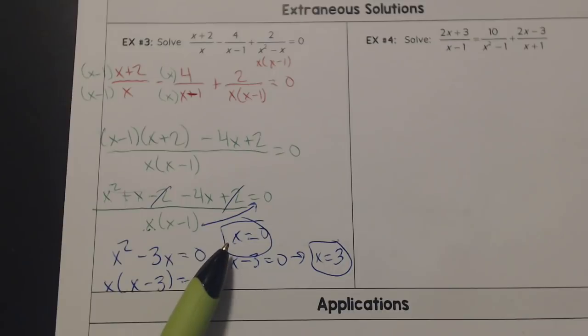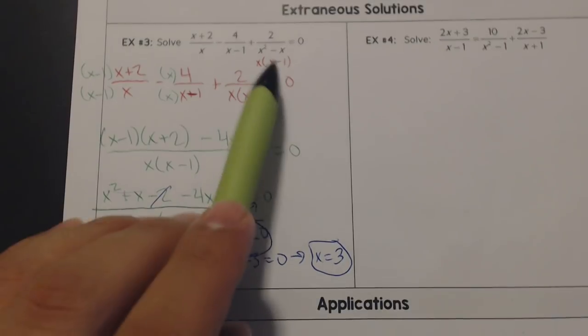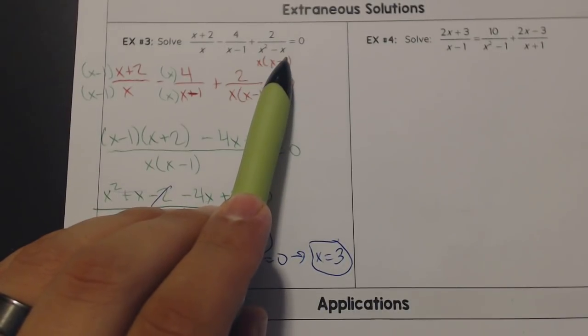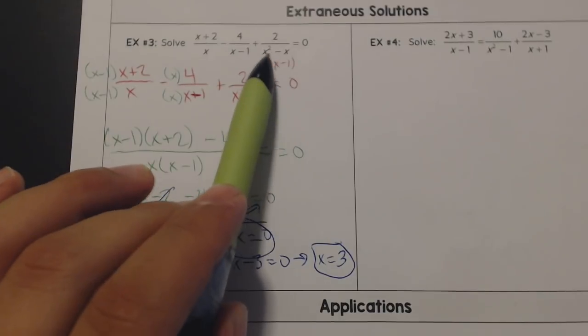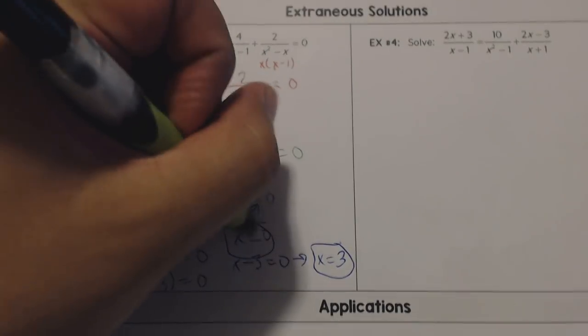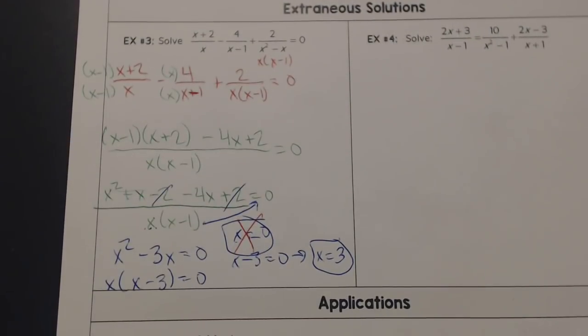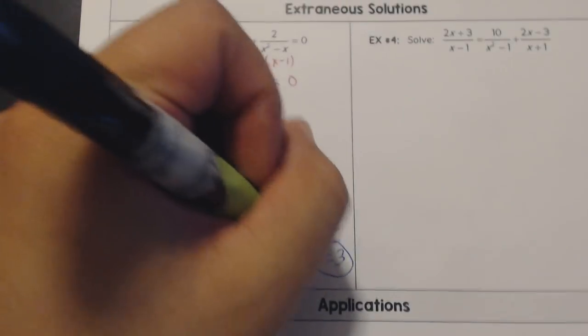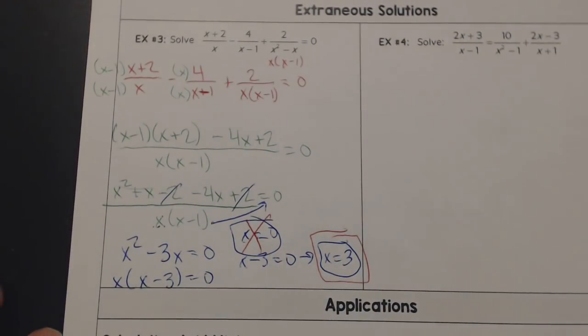I know immediately that 0 does not work. Why? Because here I have an x and an x squared minus x. If I plug in 0 here, I get 0 minus 0. 0 is in the denominator. So what I find out is that I cannot use x equals 0 as an answer. So because of that, my only answer actually is x equals 3.